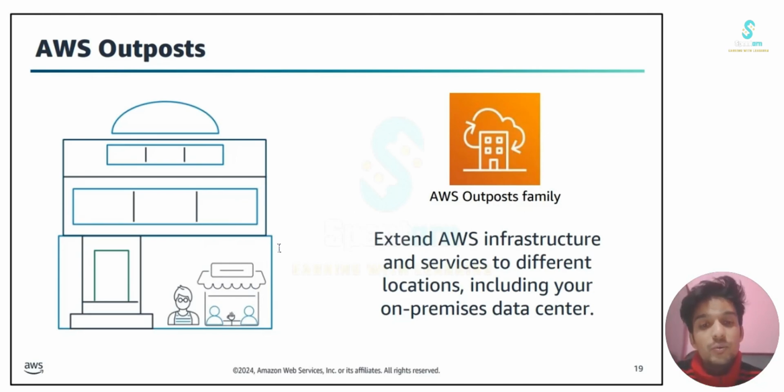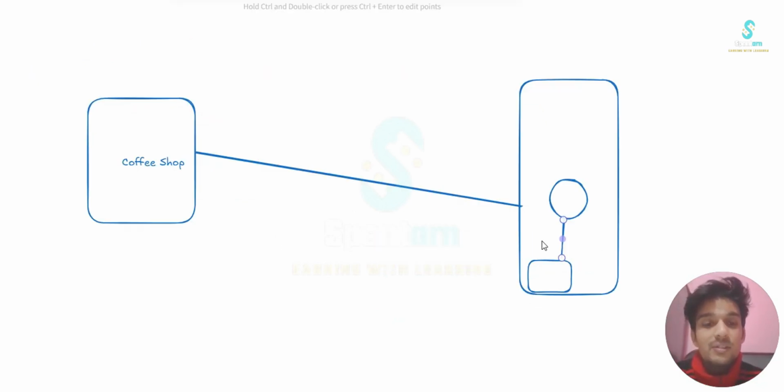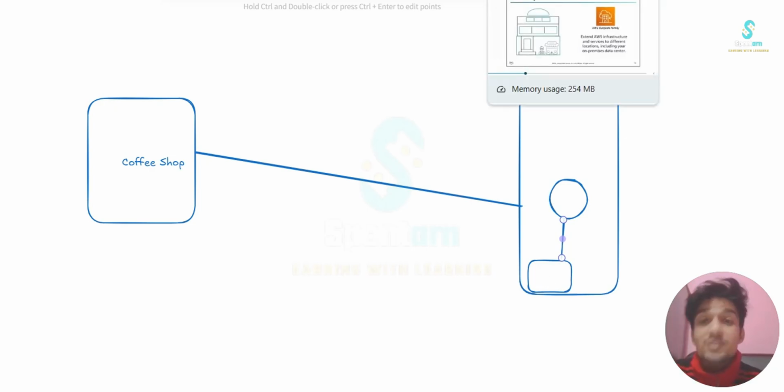So what I'm doing here is putting the AWS infrastructure inside my office so that I can have data privacy and security. Basically, in the Outpost family, we have compute capacity, storage, as well as a few of the services. And this Outpost is also connected to the nearest region.